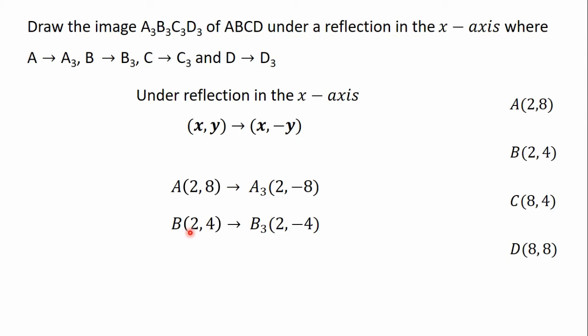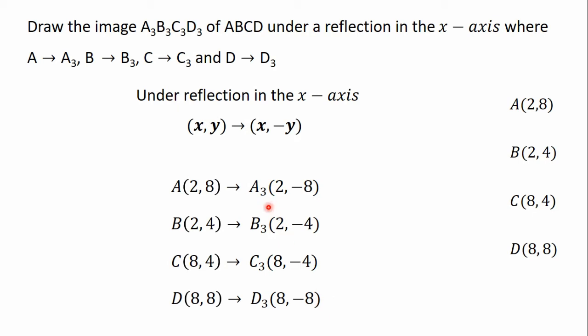B has the coordinates (2, 4). So you get B3 with coordinates (2, -4) because the x-coordinate here is the same as the x-coordinate here, but the y-coordinate of the image is the negative of the y-coordinate of the point. So (2, 4) will give us (2, -4). C with coordinates (8, 4) will give us C3 with coordinates (8, -4). And D with coordinates (8, 8) will give us D3 with coordinates (8, -8).